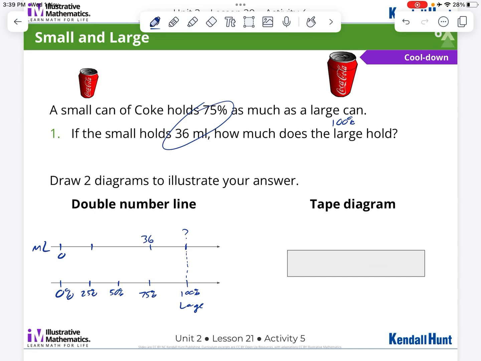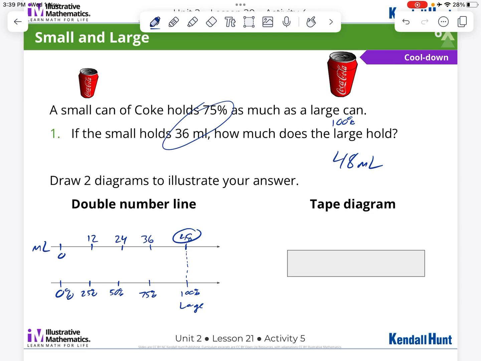Well, if you divided the top up by thirds, if that's 36, you divide that by 3. That means each of these is 12. So I'm going to be counting up by 12s. 12, 24, 36, and 48. So in this one, a large can of Coke is going to hold 48 milliliters. So that would be how you'd show it on a double number line.